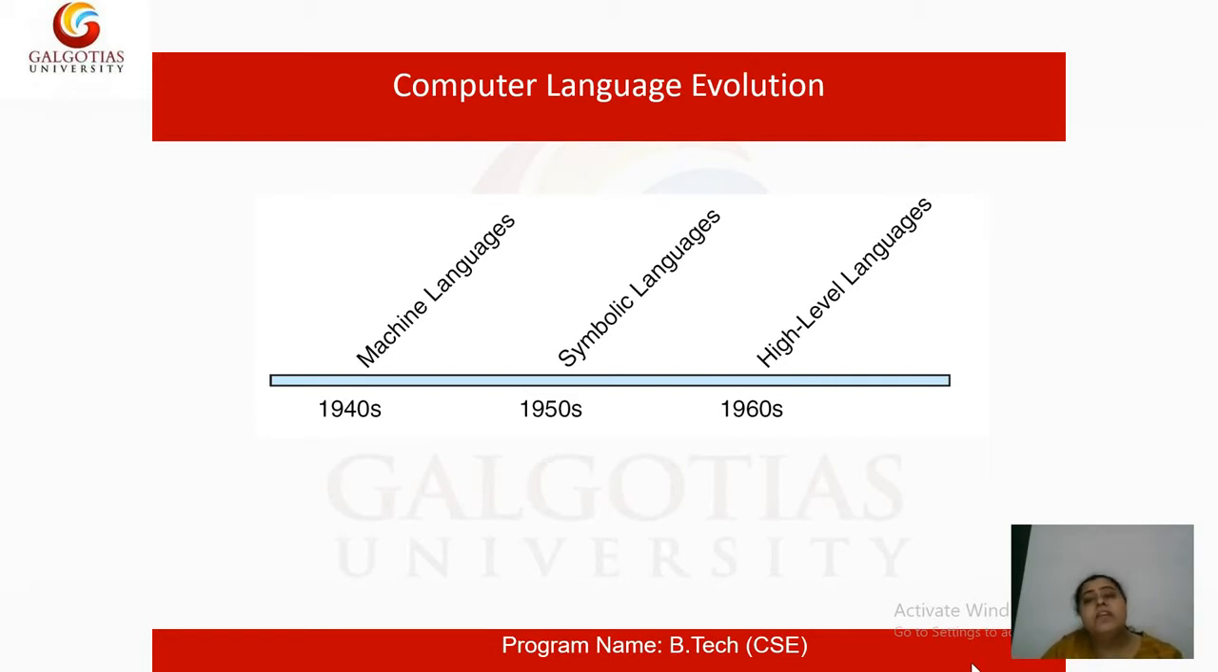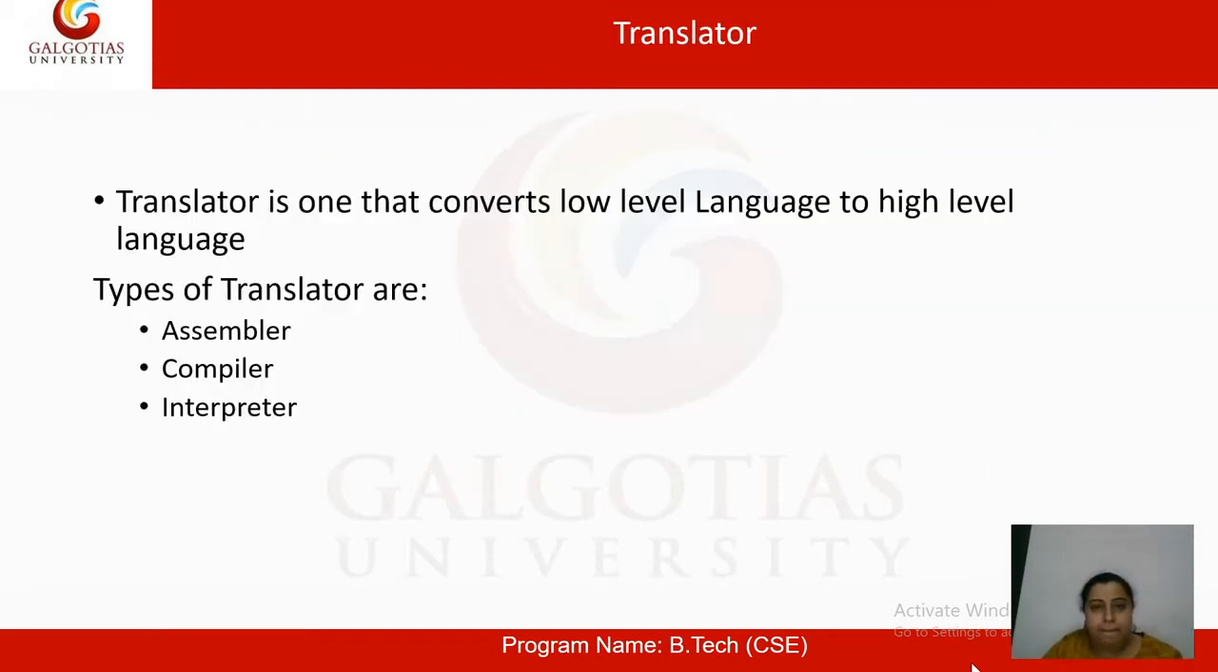Now, when we talk about computer languages, initially till the 1940s, there was machine level language. Machine level languages are very, very difficult to understand. Very few people can understand that. Then came your low level languages, right? In the 1950s, we have symbolic languages, like assembly level language. Then after the 1960s came high level languages.